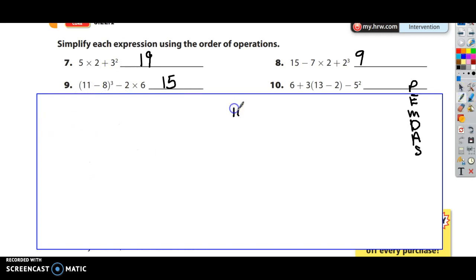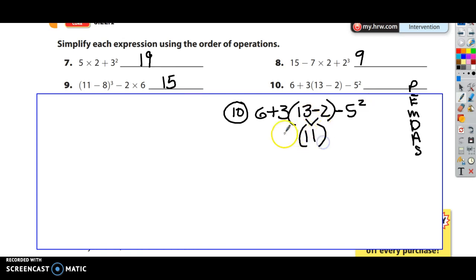Number 10. I've got 6 plus 3, parentheses 13 minus 2, minus 5 squared. The first step is the parentheses. It's 13 minus 2. That is 11. And I'm going to leave it in parentheses right now because that's going to help me decide what to do with that 3 later. I'm going to bring down the 6. I'm going to bring the minus 5 squared. So all I've done so far is this step right here, 13 minus 2.